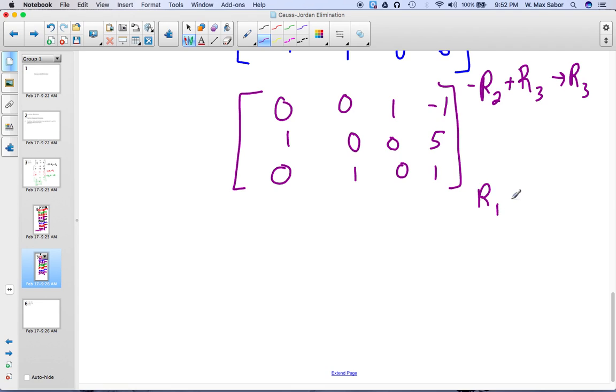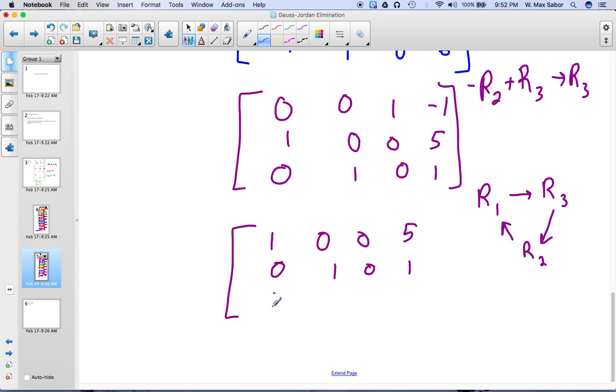I'm going to be a little fancy with this and say I'm going to move row 1 to row 3 because that's where we want it. And then I'm going to move row 3 to row 2. And then I'm going to move row 2 to row 1. And that'll match up with what I want. 1, 0, 0, 5, 0, 1, 0, 1, 0, 0, 1, -1. I just rotated the rows, moved this one up, and then this one to the bottom.